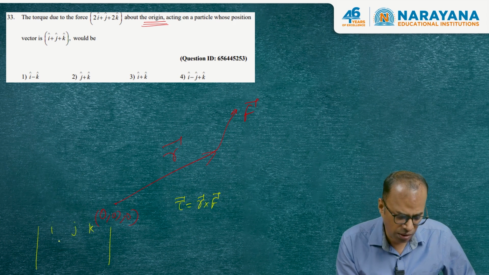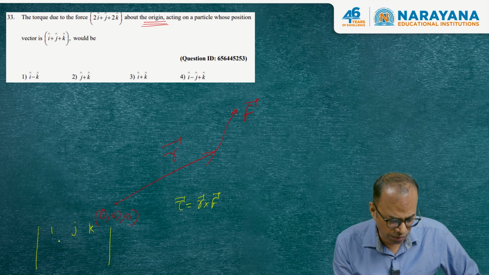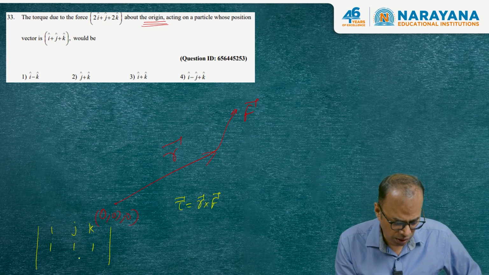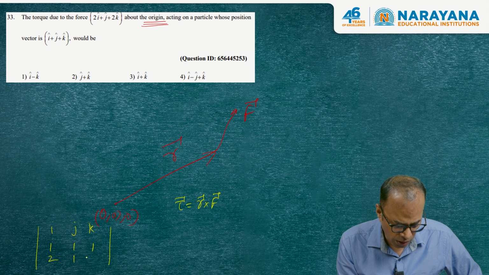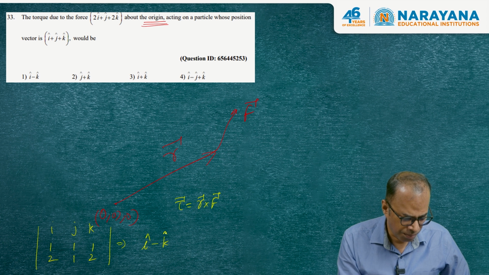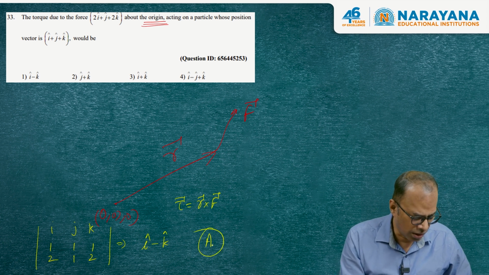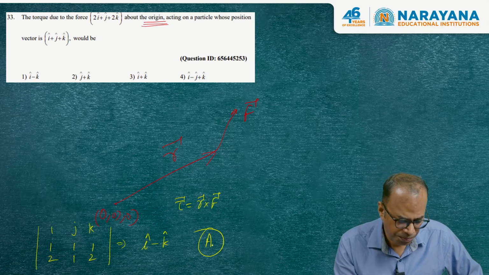So this question is all about calculating the cross product. I, J, K. First you will write R. Be careful. First you write R as 1, 1, 1, and then you write 2, 1, 2. So we solve it and we'll get I cap minus K cap as the answer. So option 1 is the correct answer for this.